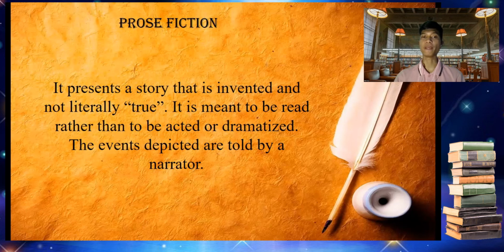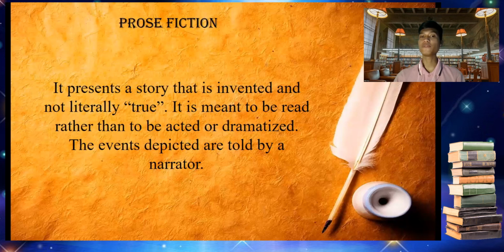Next, prose fiction is meant to be read rather than to be acted out or dramatized. Prose fictions are meant for pleasure reading. Unlike drama, the storyline of fiction does not dictate the needed action and facial expression of the character. The setting of the story and the characters' descriptions are combined in the storyline. We will have a separate discussion about writing a script in drama in the next discussion.